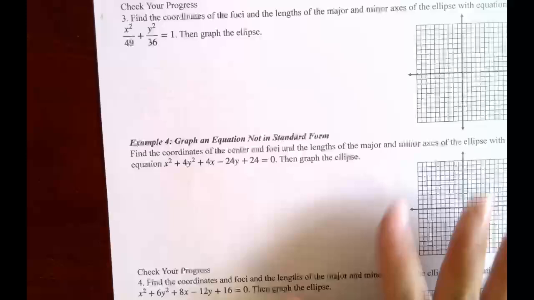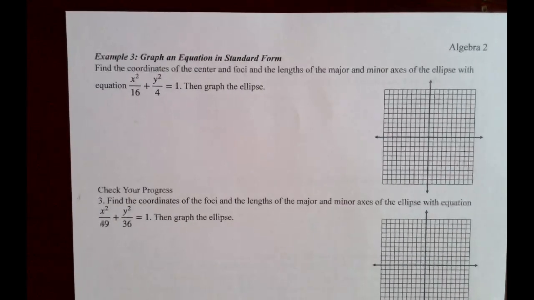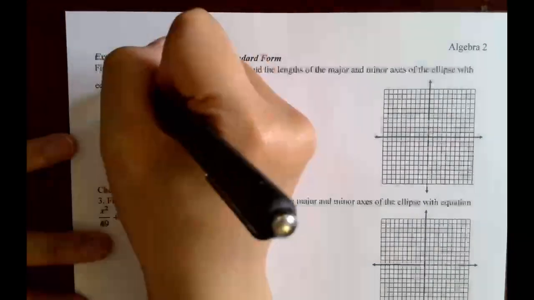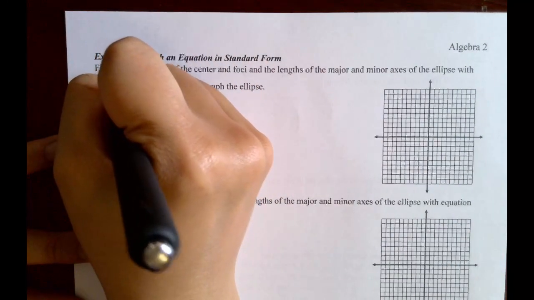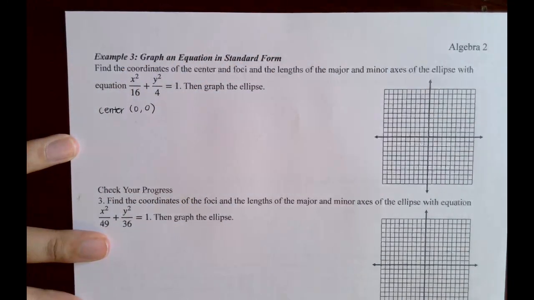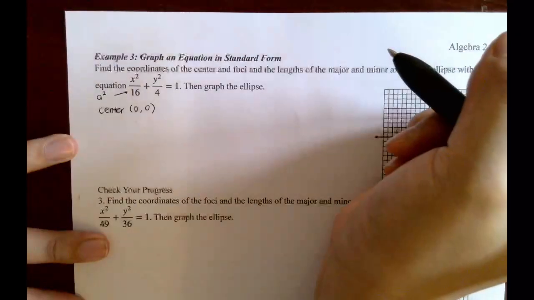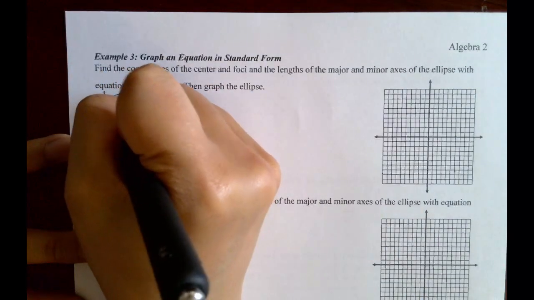Moving on now to graphing them. Here it says find the coordinates of the center and the foci and the lengths of the major axis and minor axis of the ellipse with equation x squared over 16 plus y squared over 4 equals 1. The center is just going to be at (0, 0) because it's not x minus something, y minus something. This is a squared, so that means a equals 4.